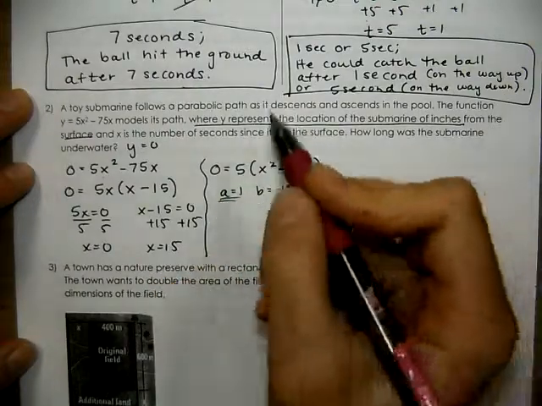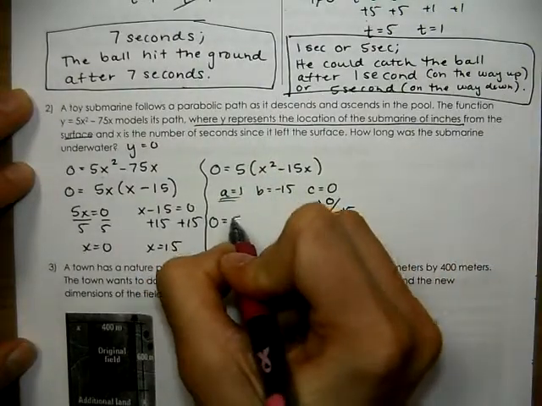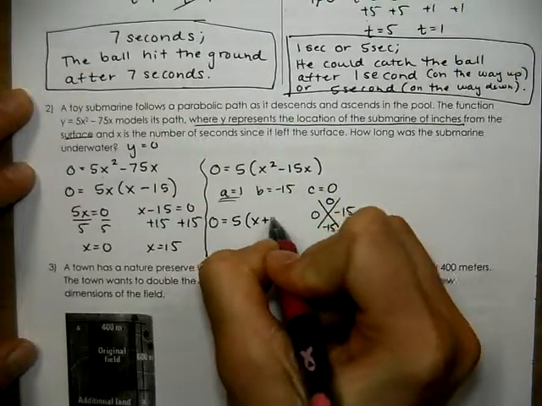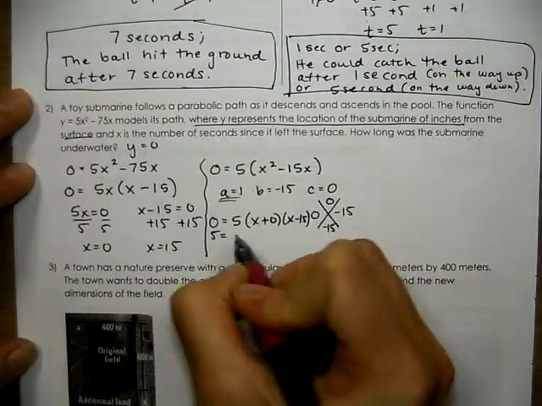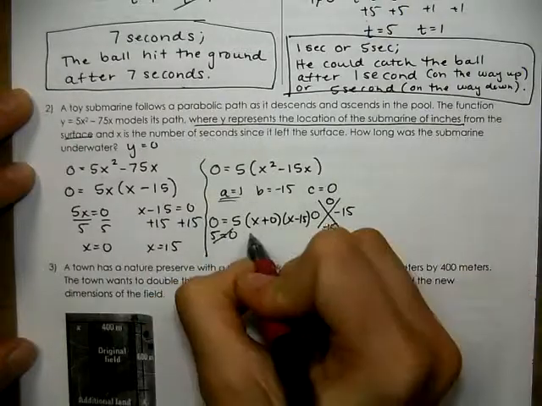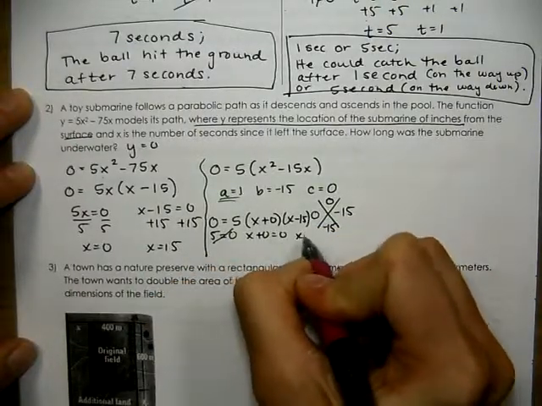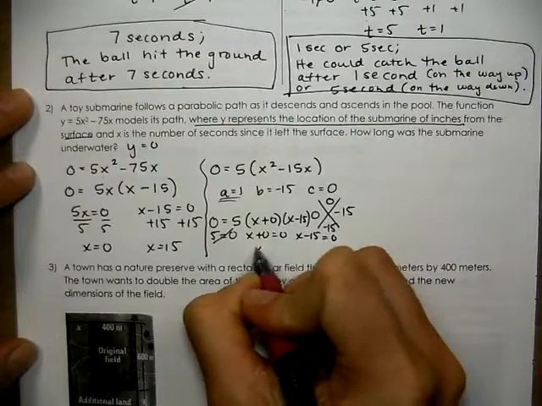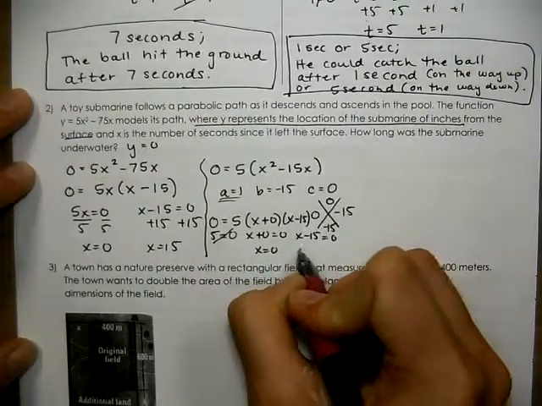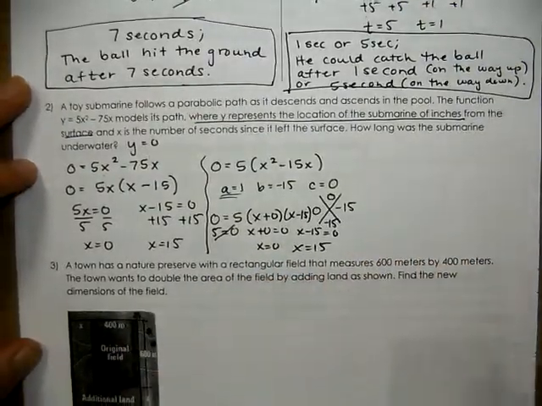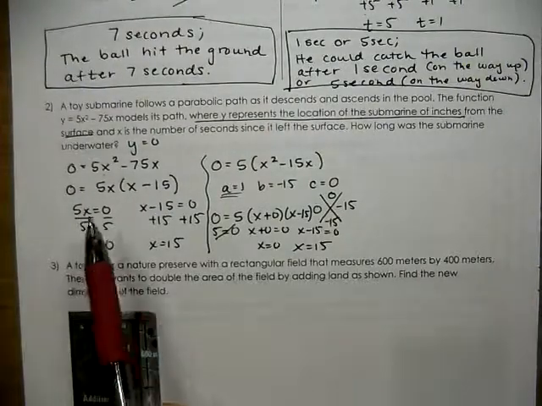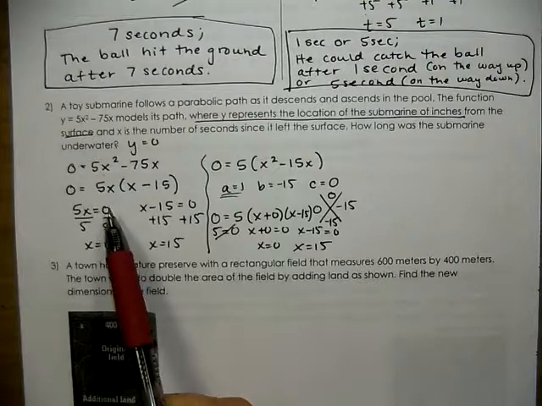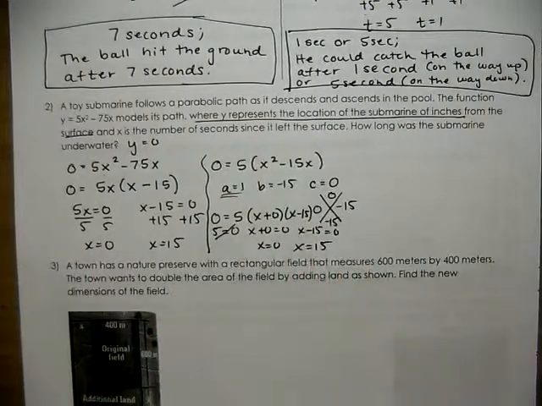Again, because a is 1, I don't have to do the box. I could say 0 equals 5, and then I could say x plus 0 and x minus 15. And you could break it apart to say, okay, is 5 equal to 0? No, it's never equal to 0. x plus 0 equals 0. x minus 15 equals 0. Well, this is just x equals 0, and if I add 15, I get x equals 15. So you see it's the same solution. It's really whatever method you prefer. You'll see me doing it like this because I believe that's more efficient, but this isn't that much more work, so you could do it that way as well.